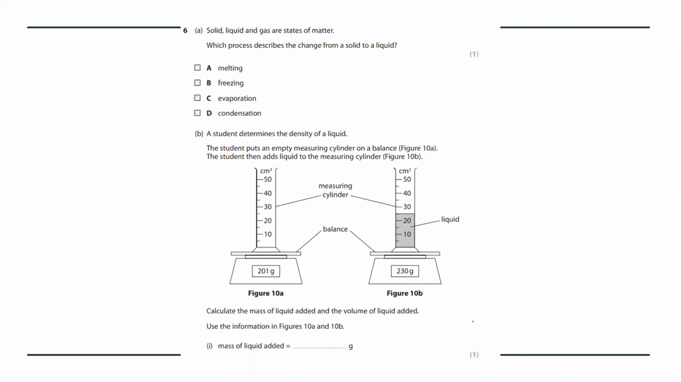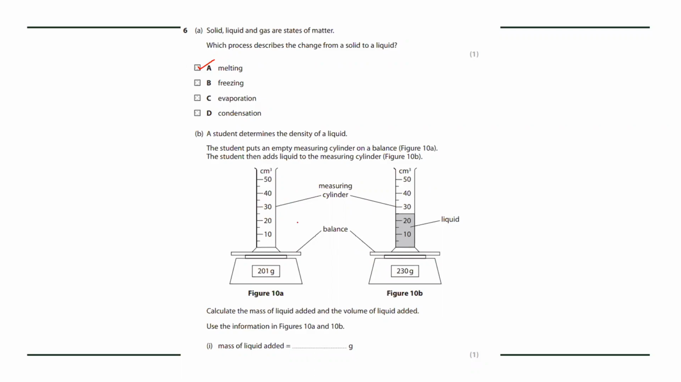Solid, liquid, and gas are states of matter. Which process describes the change from a solid to a liquid? It's like ice going to water, and that will be melting. A student determines the density of the liquid. The student puts an empty measuring cylinder on the balance, figure 10A. The student then adds liquid to the measuring cylinder, figure 10B. Calculate the mass of liquid added and the volume of liquid added. Use the information in figures 10A and 10B.